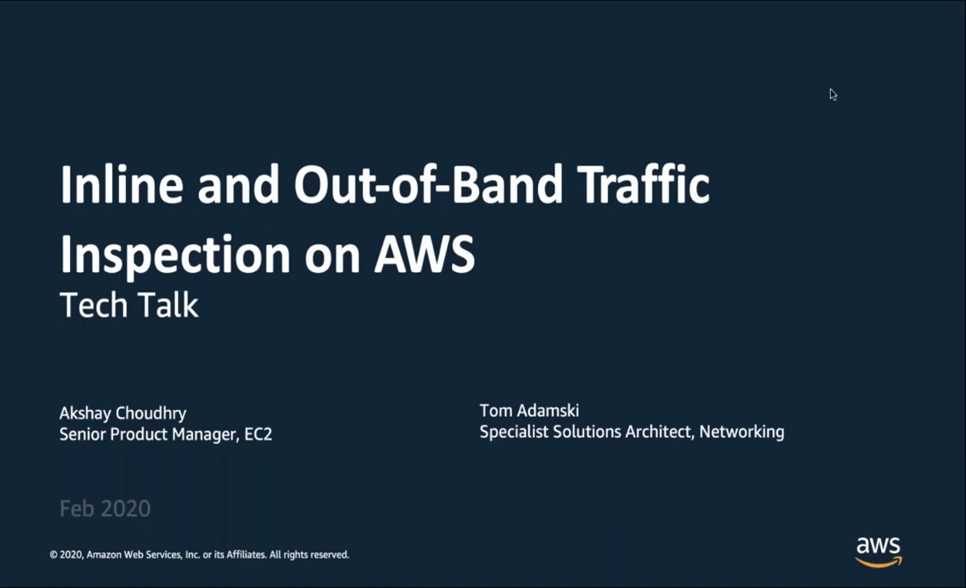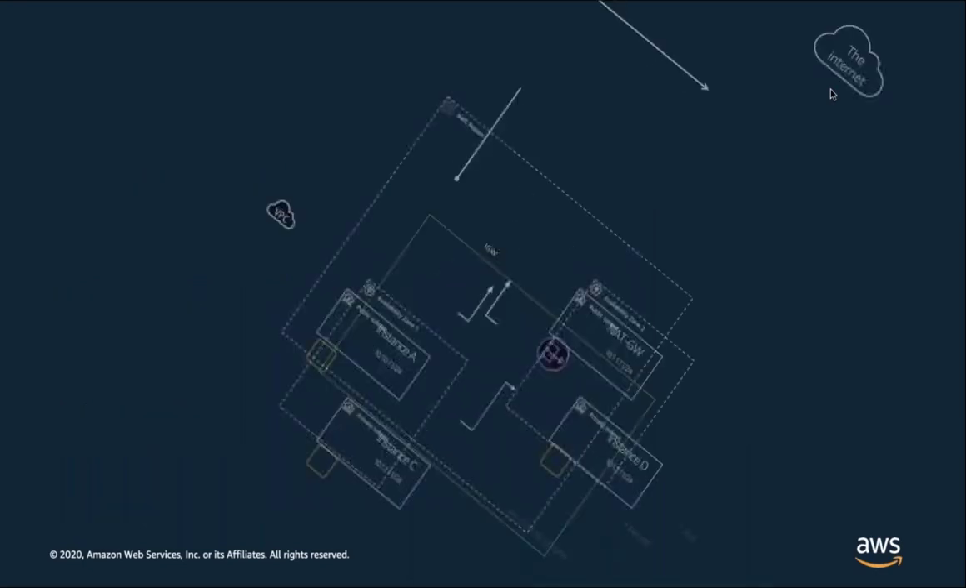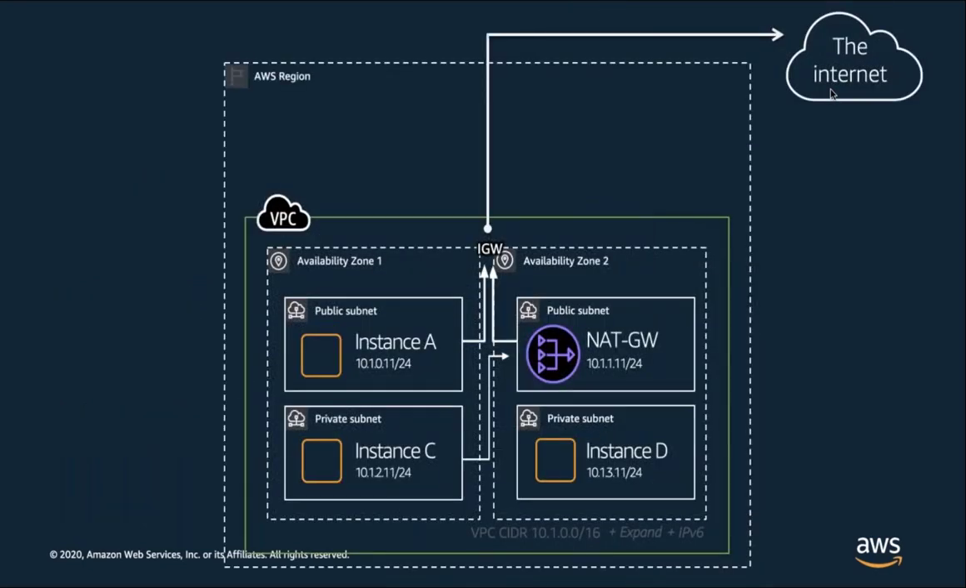And today we have a tech talk for you on inline and out-of-band traffic inspection on AWS. So if you're building your networking environment on AWS, the VPC would usually be your starting point. And the VPC is your dedicated environment where you can allocate IP addresses and deploy your virtual instances into. It's completely private, and you have full control over what that environment can communicate with.